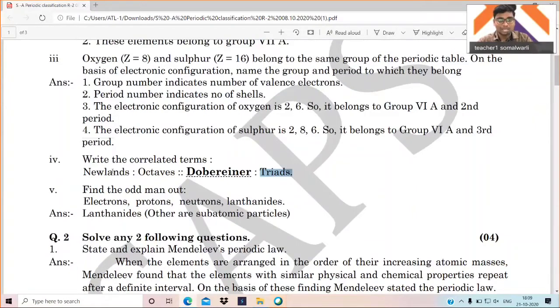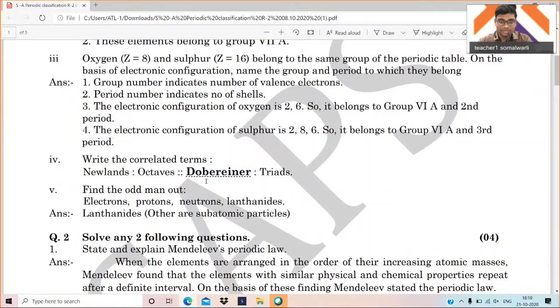What was the law of octaves? When elements are arranged in increasing order of their atomic masses, he found that the properties of every eighth element are similar to those of the first element. That was Newlands' law of octaves. And what was Dobereiner's triads? When elements are arranged in increasing order of their atomic masses, the atomic mass of the middle element is approximately equal to the arithmetic mean of the other two elements. That was the law of triads.